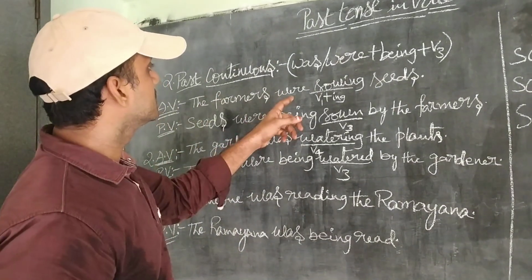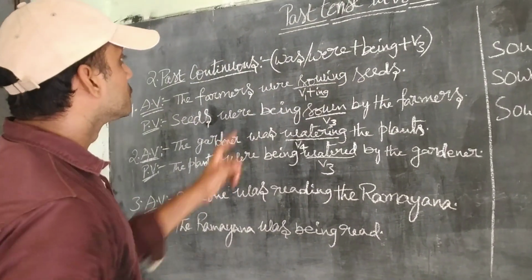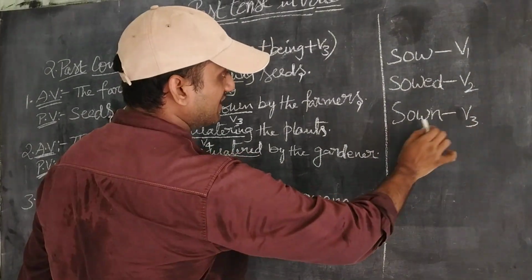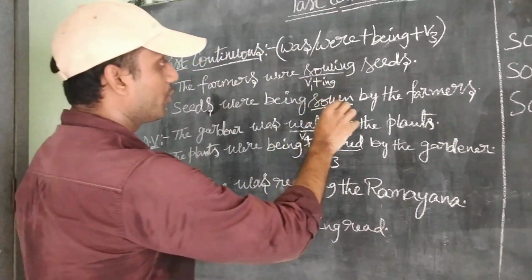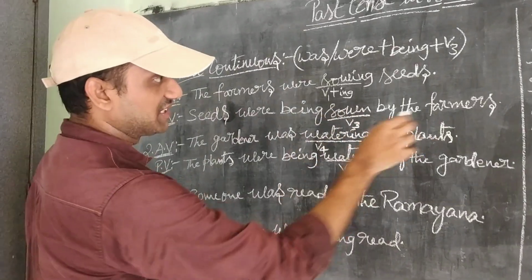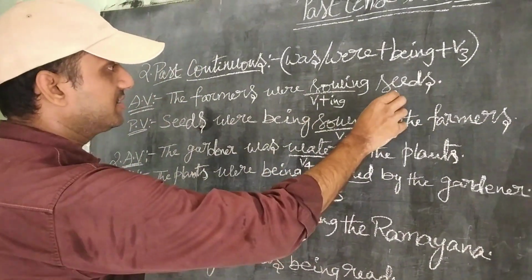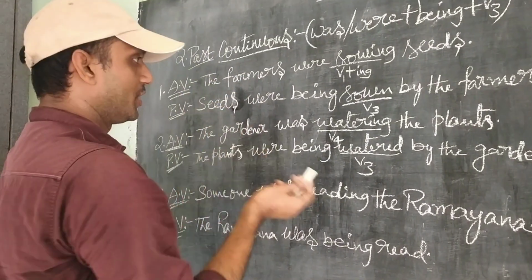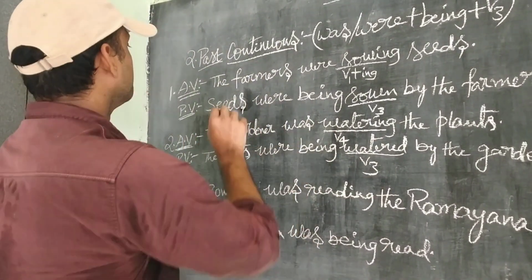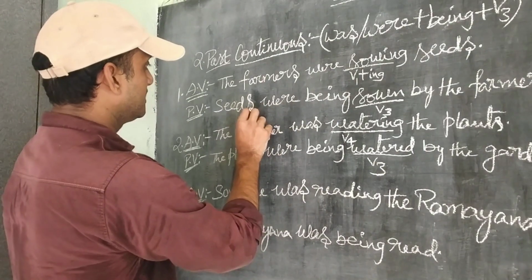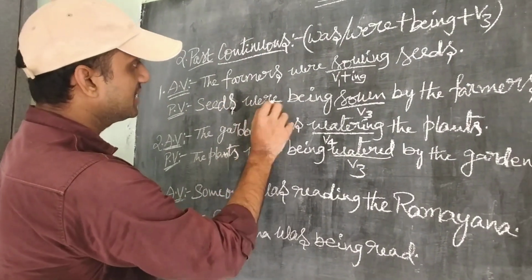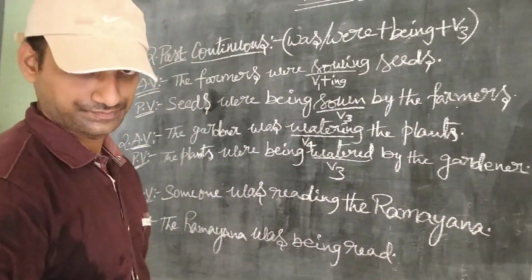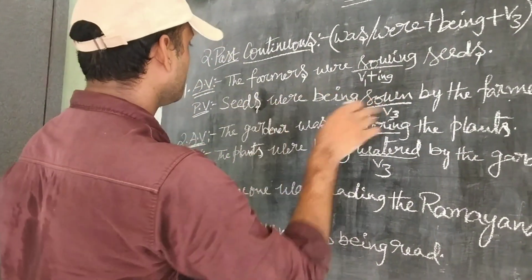The farmers were sowing seeds. So V1 is sow, sowed is V2, sown is V3. Now we have worked with V3, sown. Okay. Seeds are the sufferer. The farmers, doer. We have to exchange the positions of doer and sufferer. Seeds were, because it is plural, seeds were being sown by the farmers. Okay. In this way we have to change.